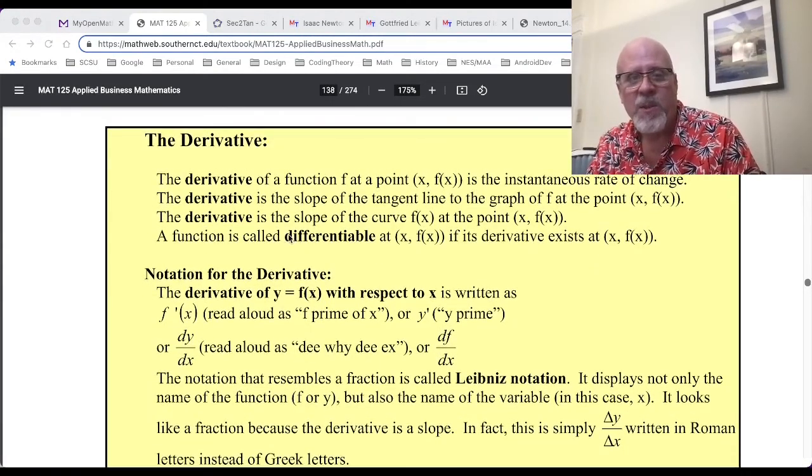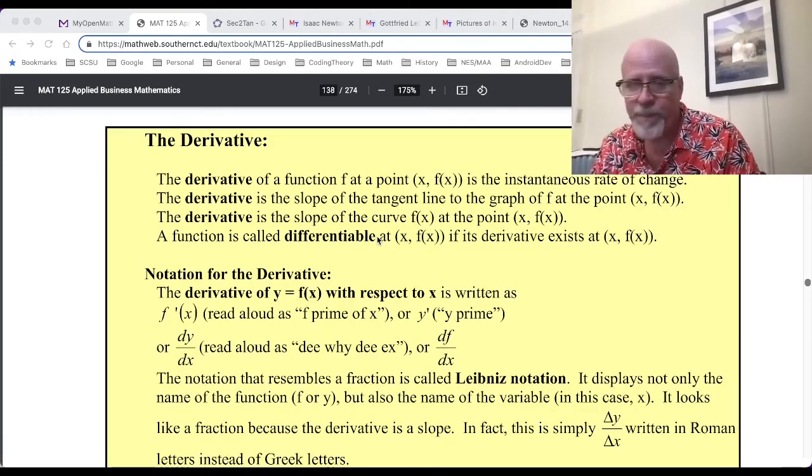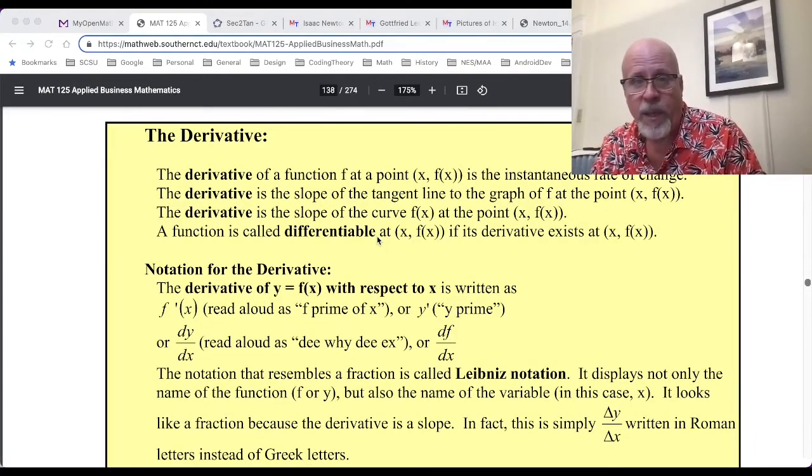This is an important word. It's not always possible to do what we're trying to do. That is, you may not be able to figure out a formula for the slope of the tangent line, certainly maybe not at a particular x. It might not be possible. And if it's not possible, you'd say the function's not differentiable. On the other hand, if you can do it, see how this says, if its derivative exists, you say the function is differentiable.